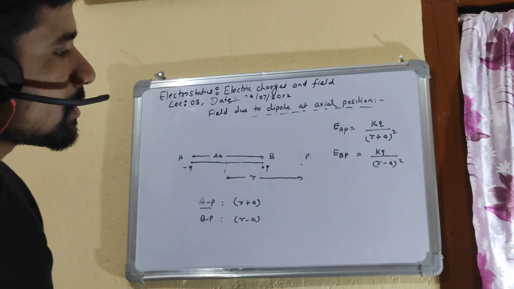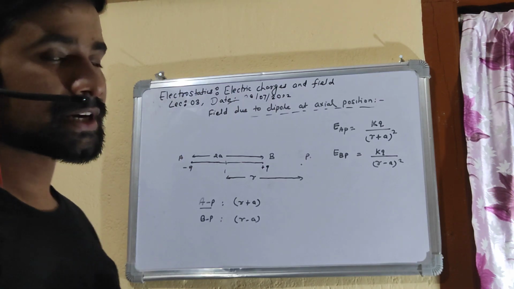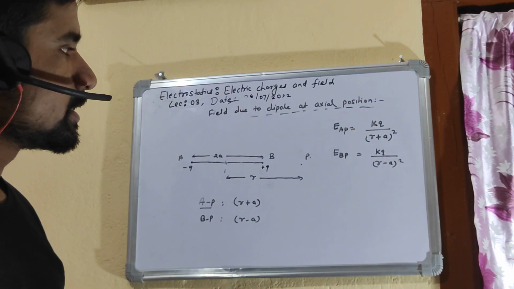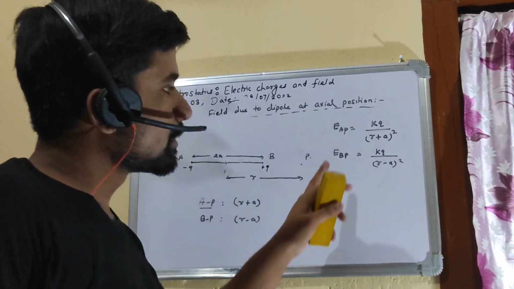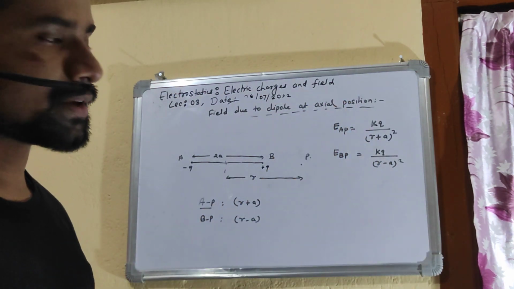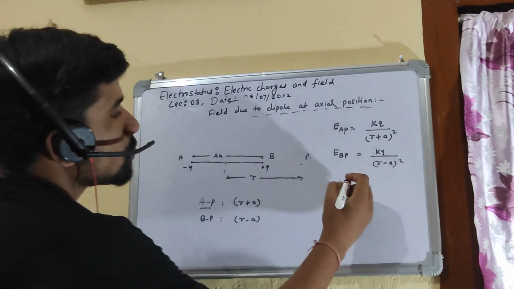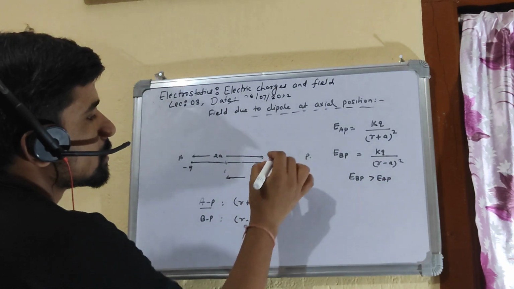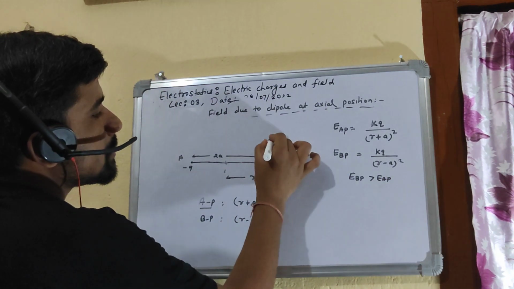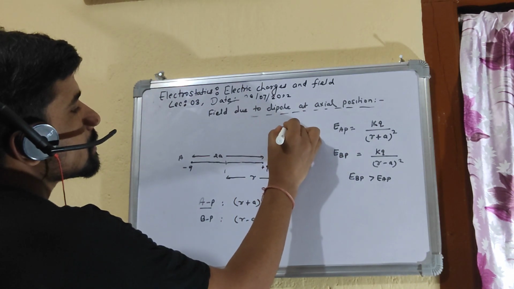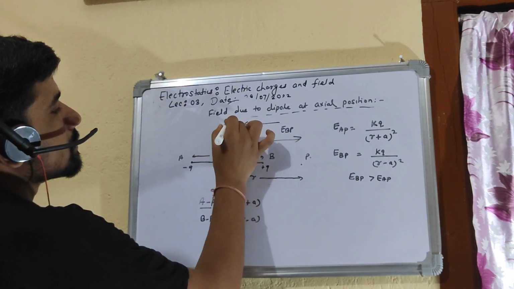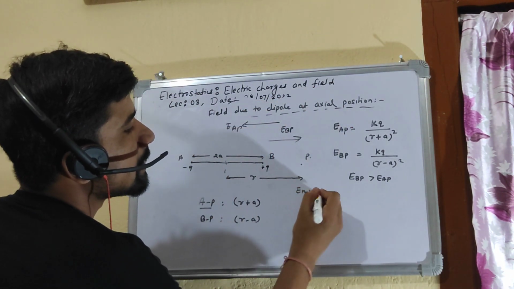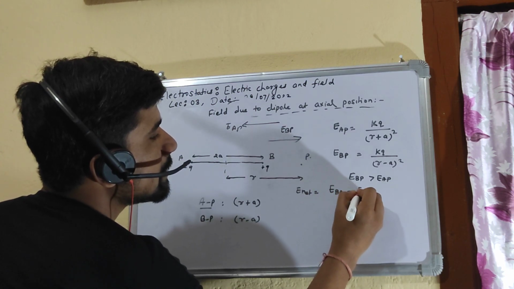So do you know which is greater among these two, EAP or EBP? You know that r plus a is obviously greater than r minus a, right? And hence EBP is greater than EAP, right? Because it is in the denominator. So the direction of EBP will be away from positive. The direction of EBP is this, and the direction of EAP is this, right? So the net direction is towards EBP. So the net field is EBP minus EAP, right?